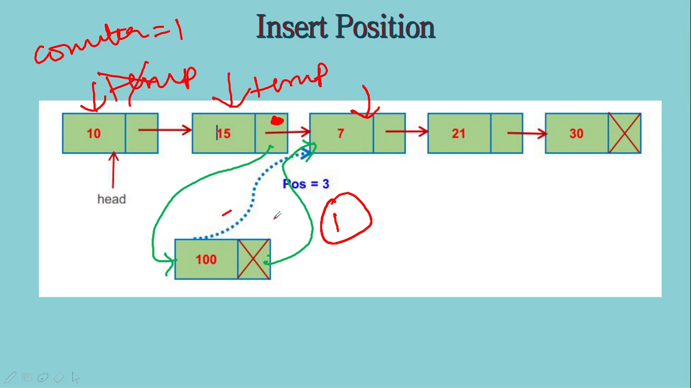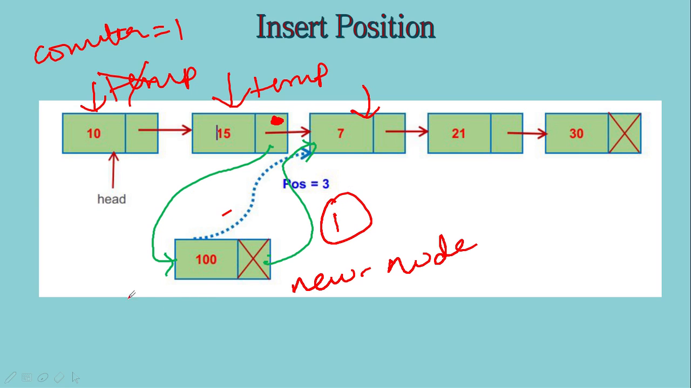So this is temp, and let us call this new node. Let us say new node next, the next part of new node, is equal to the next part of temp. Where is the address of this? This address is in temp. So new node next is equal to temp next, and then you change temp next: temp next is equal to new node. If we do like this, then the node will be inserted.